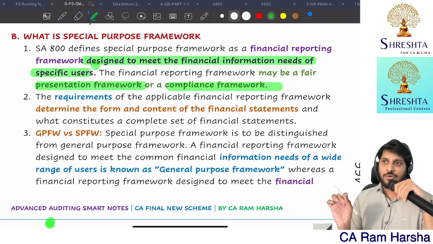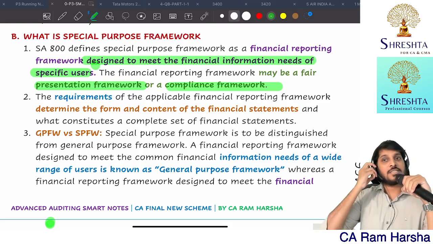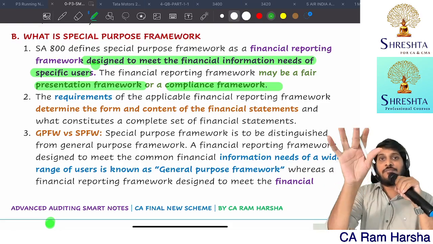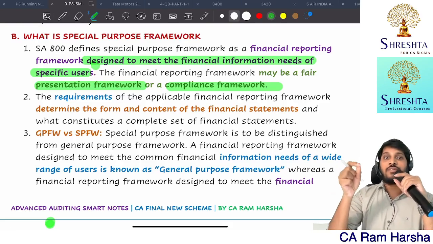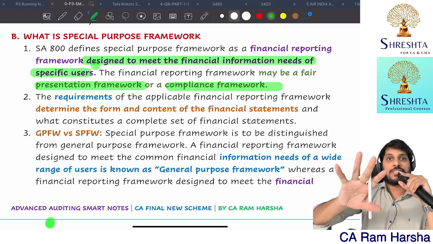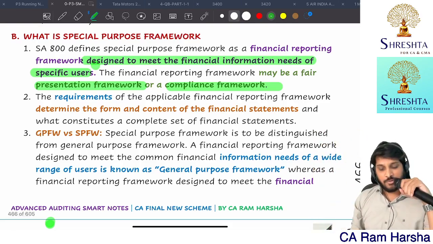User will say so and so rule. You just have to prepare as it is, no deviation permitted. Suppose user gave a flexibility. So these are the rules, but if you think you can give me better information than these rules, you give me that better information. That's a fair presentation framework. If user permitted you to give additional disclosures, if user permitted you to deviate from the rules so that you can present much more fairly the required information I want, then that's a fair presentation framework.